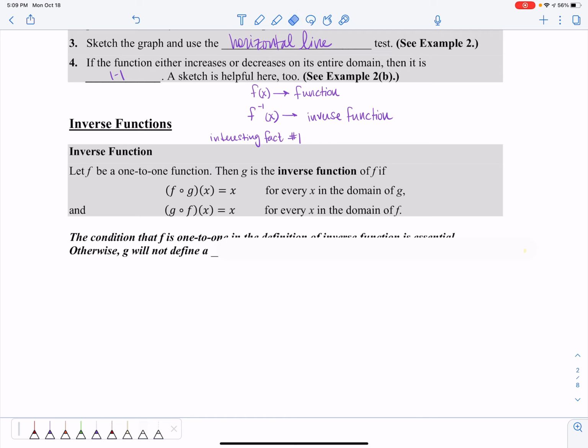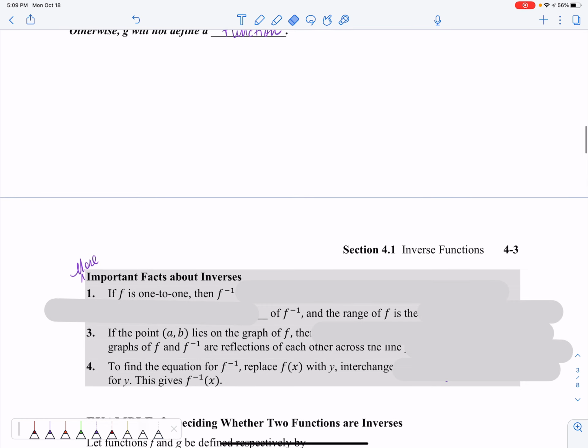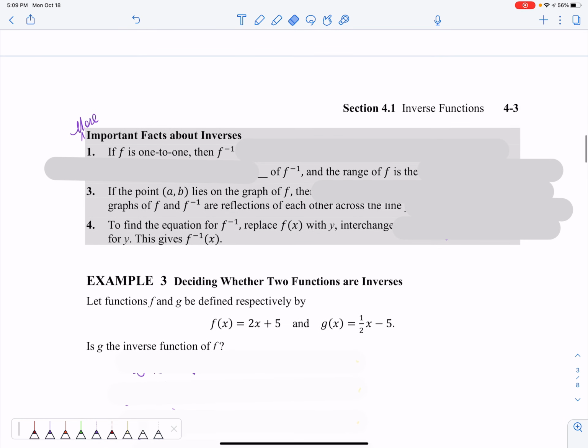All right, so let me go ahead and unhide this here. The condition that f is one-to-one in the definition is essential. I already mentioned this: in order to have an inverse, my function has to be one-to-one. All right, let's talk about some more interesting facts. The first one is not so interesting, quite frankly. If my original function is one-to-one, then my inverse exists. That one's not so interesting. The next few are even more interesting, though.